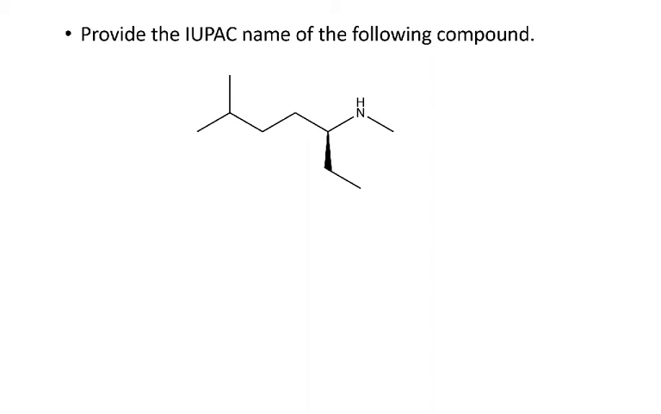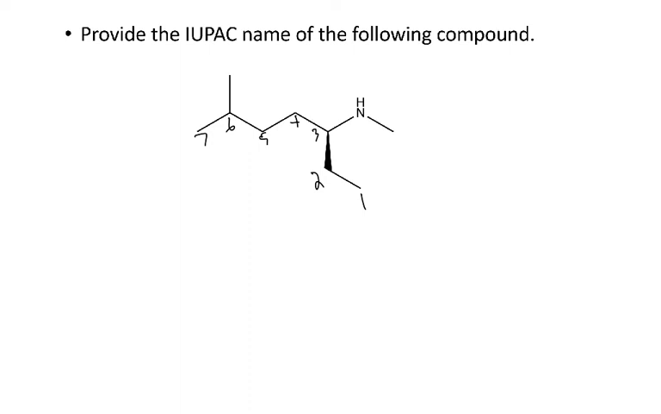Okay, so I want to finish up this video with a couple of examples. So we want to give the IUPAC name for this compound. And so I notice my highest priority functional group is the amine. So I need to find the longest carbon chain that contains the amine. And so I think that's going to be 1, 2, 3, 4, 5, 6, 7. And I want the highest priority functional group to get the lowest number possible. So I want to start numbering from this end. So I'll have 1, 2, 3, 4, 5, 6, 7.